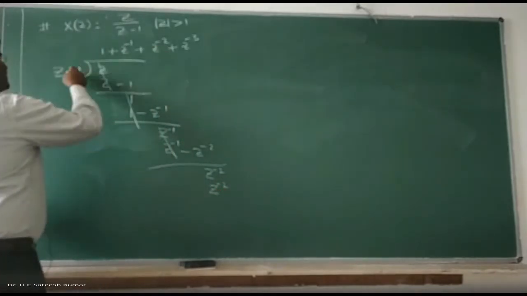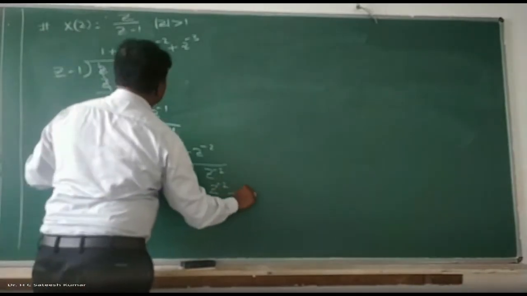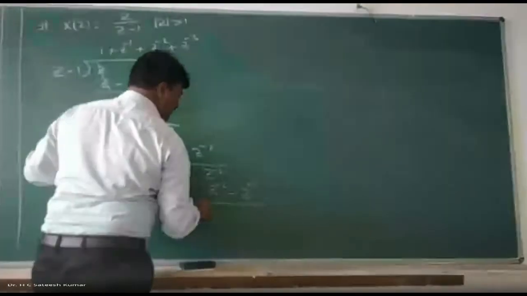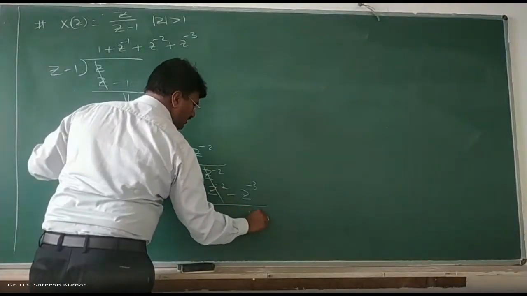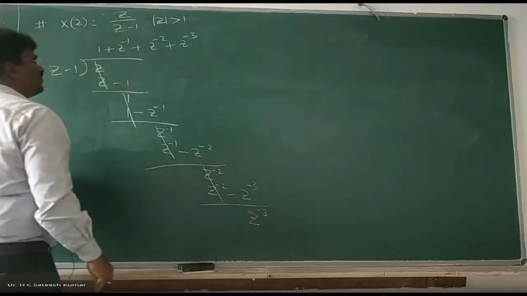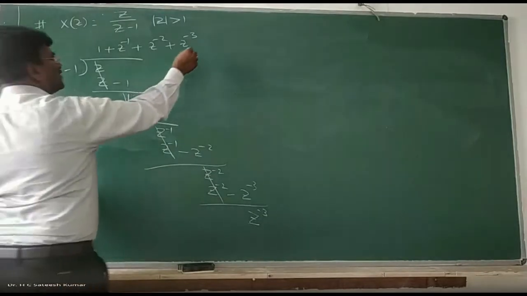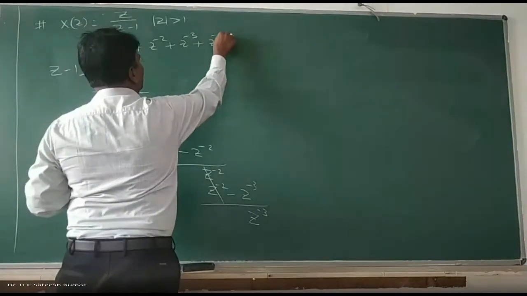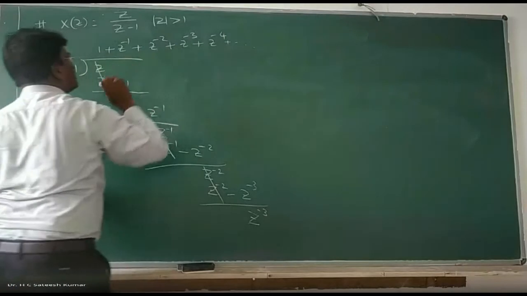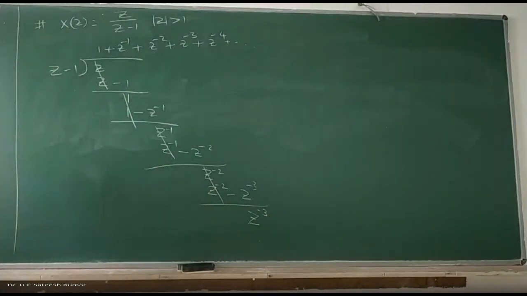Z to the power of minus 3 into minus 1, Z to the power of minus 3. This gets cancelled. What will you get? Z to the power of minus 3. If you want to get Z to the power of minus 3, what should I do? Z to the power of minus 4. Minimum of 5 terms you take. Maximum of 5 terms you should have. Don't go beyond that. Okay, we just have to check the method.